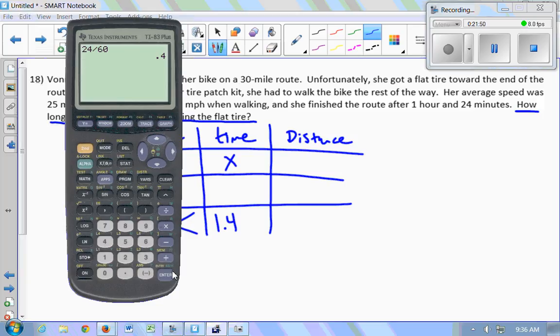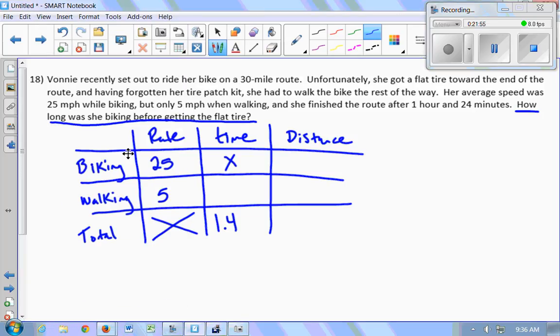You could do it all in minutes. Yep, that'd be fine. Yes, the only problem with that is that your rates are given in miles per hour. So you would have to change them to miles per minute if you wanted to do everything in minutes. Yep.